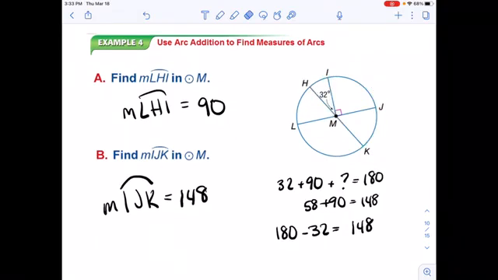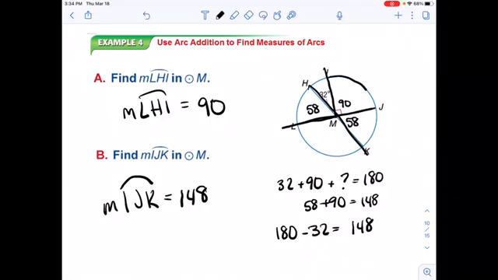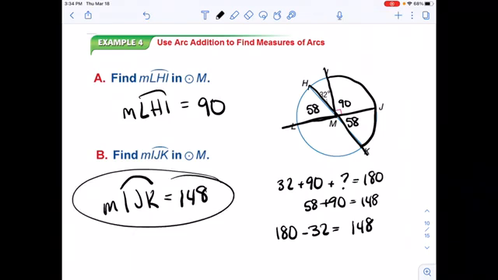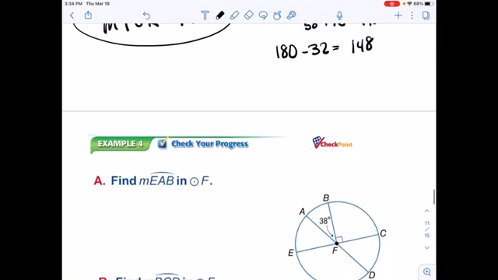Or, the way I originally saw it, I noticed that this was 90. So I would get 58 here. And I noticed that these guys were vertical, making this also 58. And then I added 90 and 58 from here to get the measure of arc IJK. Either way, whatever you choose, you will get the same solution of 148, okay?